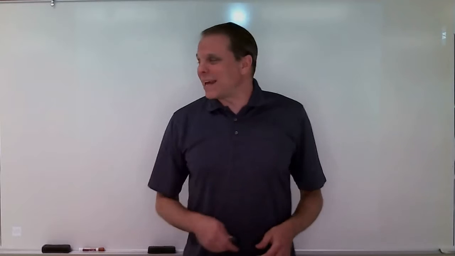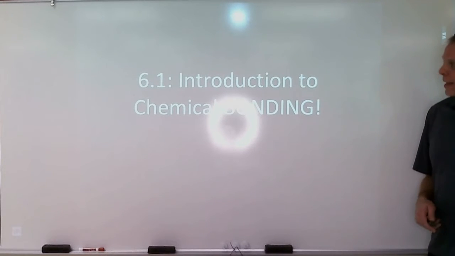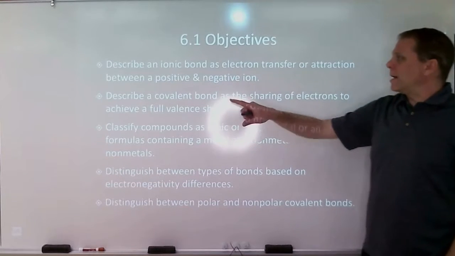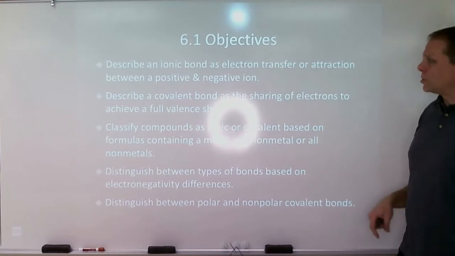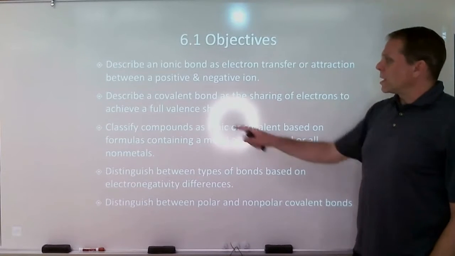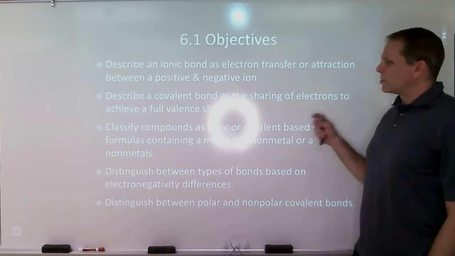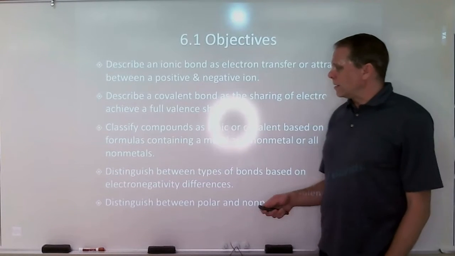Okay, so today I think you're going to enjoy this. This is our intro to chemical bonding. And our objectives today, we want to look at ionic bonds, right? And we probably learned this in physical science, but we want to talk about those as electron transfers or attraction between positive and negative ions. And then we're going to talk about covalent bonds. And we're going to talk about that word sharing and how they're sharing electrons in the valence shell to get an octet. You remember that a little bit maybe.